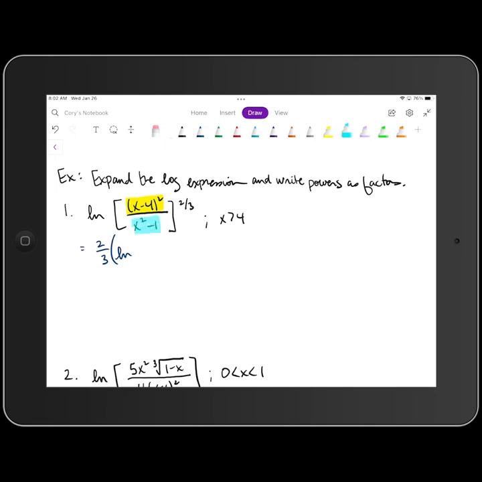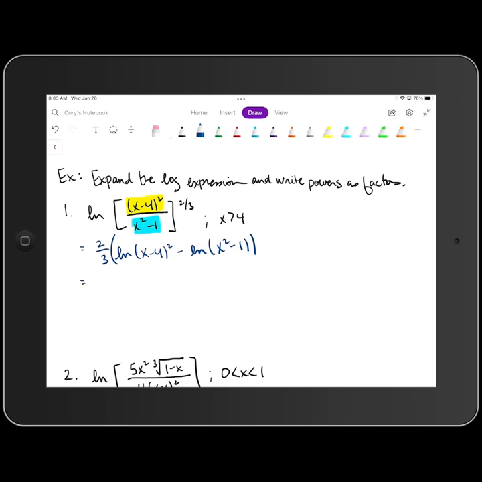We know that when we take the log of a quotient, it's going to be the natural log of the numerator, which is x minus 4 squared, minus the natural log of the denominator, which is x squared minus 1. Okay, but we're not done because we can use our log properties to manipulate this further.